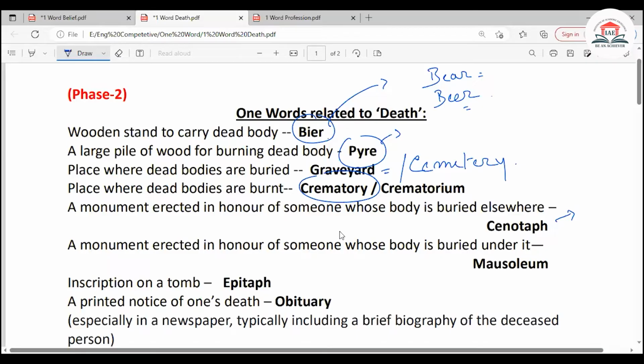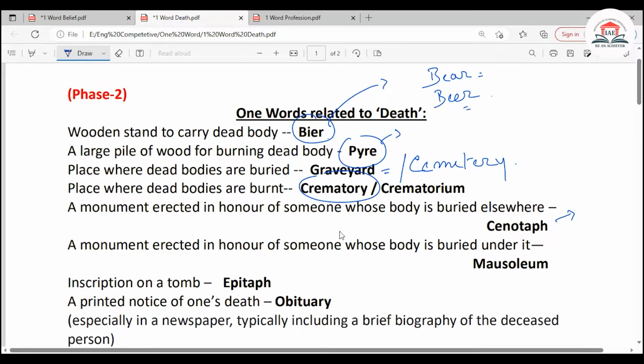Mausoleum is the same thing. But the fact is that the body is buried under it. उसको दफनाया जाता है उस मेसोलियम के नीचे, मतलब कि मॉन्यूमेंट के नीचे अगर बॉडी रहेगी तो उसको हम कहेंगे मेसोलियम, और बॉडी नहीं रहेगी, उसकी यादगार में कोई चीज बनाई जाती है तो उसको हम क्या कहते हैं? सेनोटाफ, राइट?